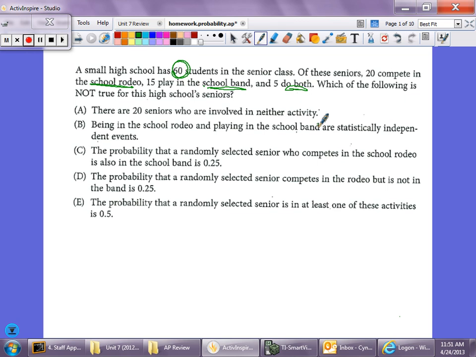It's very important that you note that A, B, and A intersect B doesn't capture everyone. There are those people who don't compete in either the rodeo or the school band. So Alex asked, do we have to create a Venn diagram? No, you don't have to create a Venn diagram. However, I think a Venn diagram is the most helpful way to answer the question. Questions on number one.